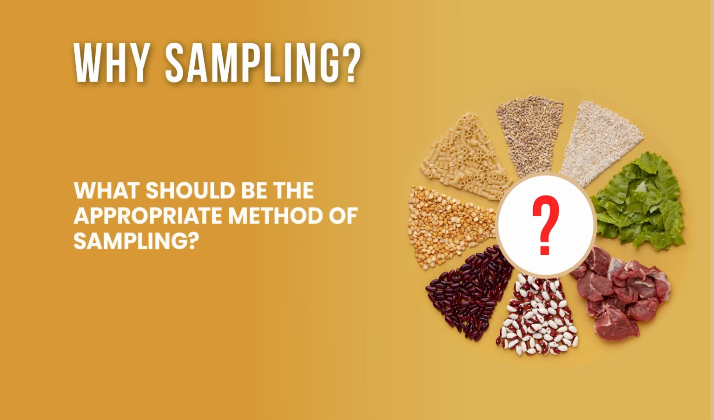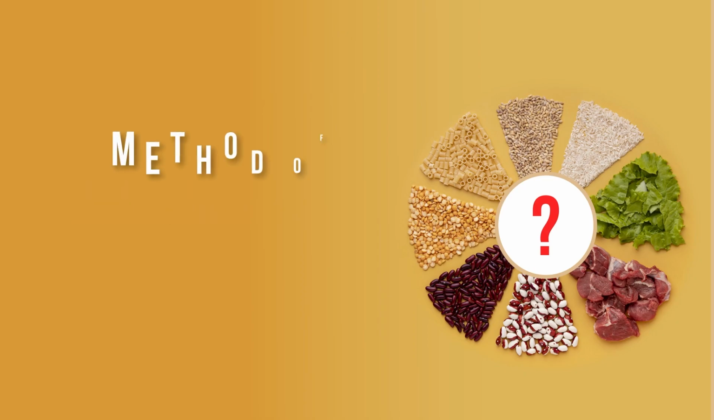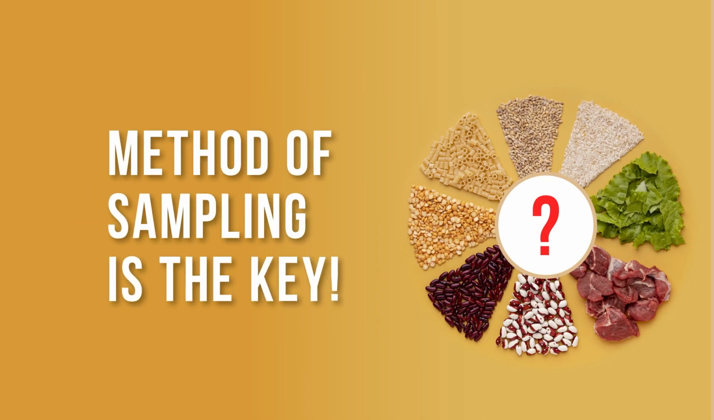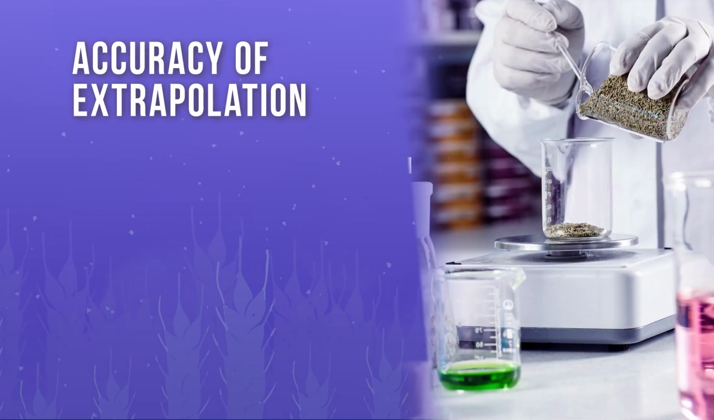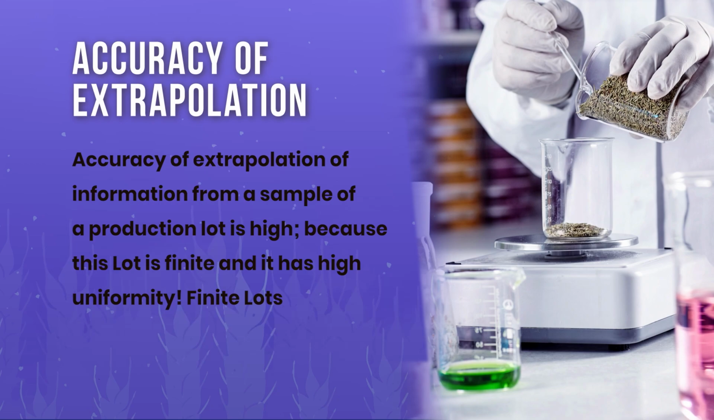So what should be the appropriate method of sampling? The method of sampling is very, very important to get accurate results about the lot. The accuracy of extrapolation of information from a sample of a production lot is very high. We know very well that a production lot is nothing but a batch, because the lot is finite. When the lot is finite, its uniformity is high.